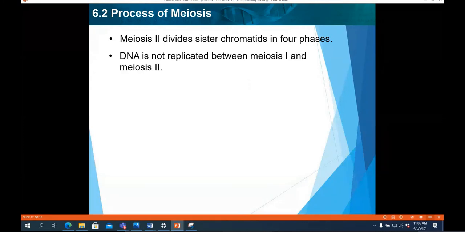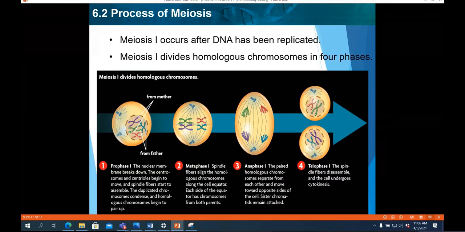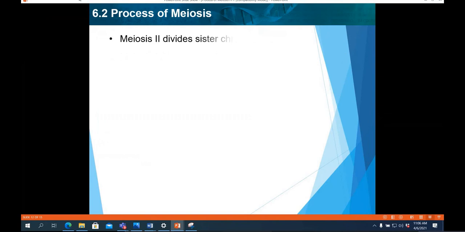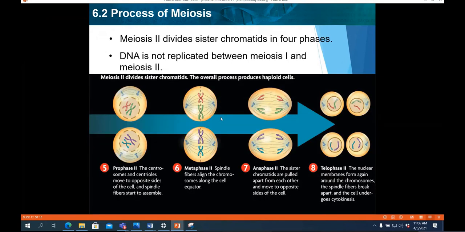So these two cells which have been formed by the end of meiosis 1 enter the next round, which is meiosis 2, like this. Then in prophase 2, the centrosomes and the centrioles move to opposite sides, and the spindle fibers start to assemble. Exactly like it was happening in prophase 1, they are moving to the opposite sides again, and the spindle fibers are starting to assemble.